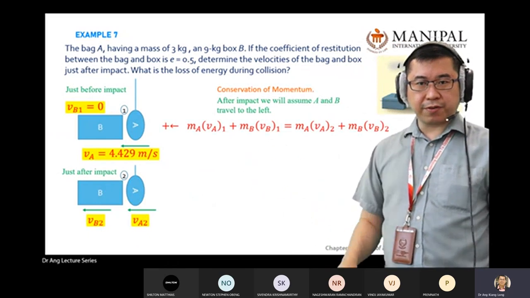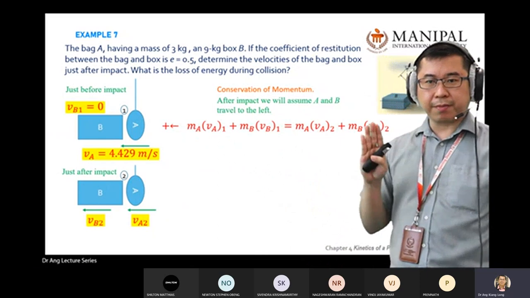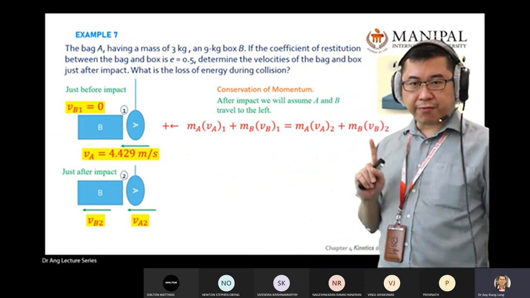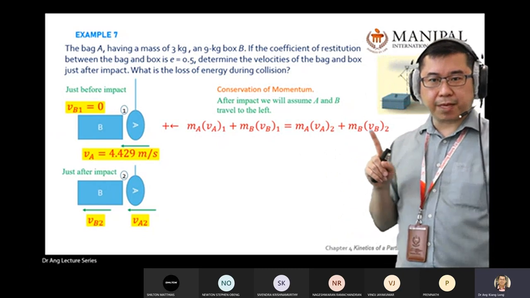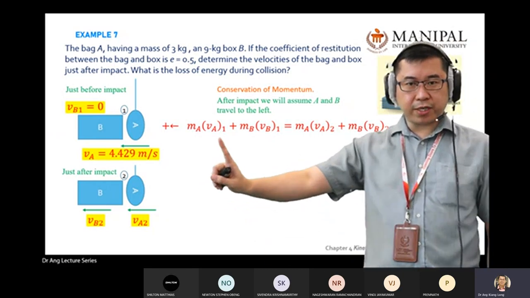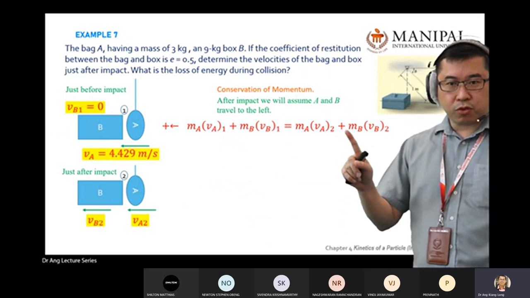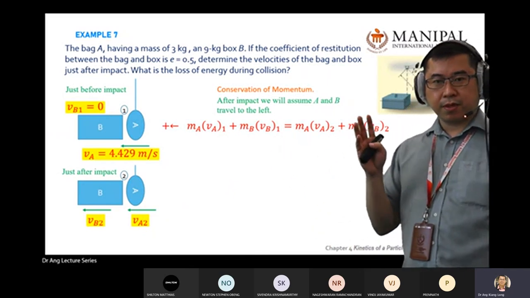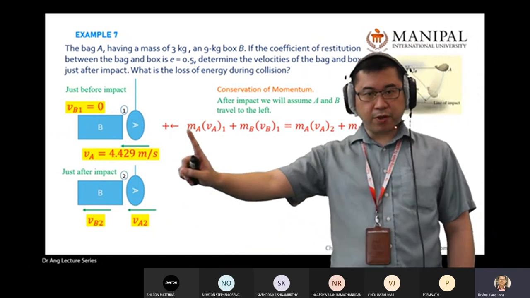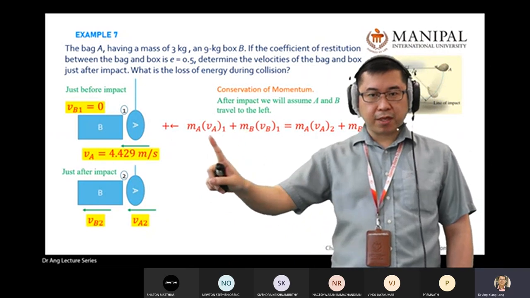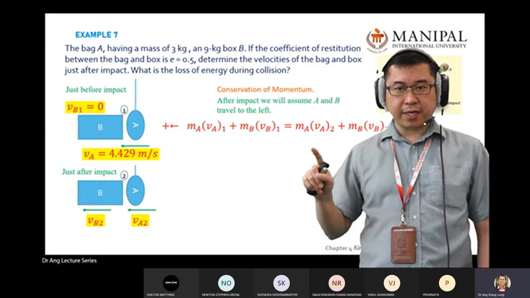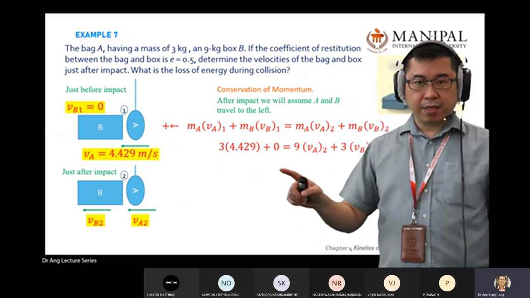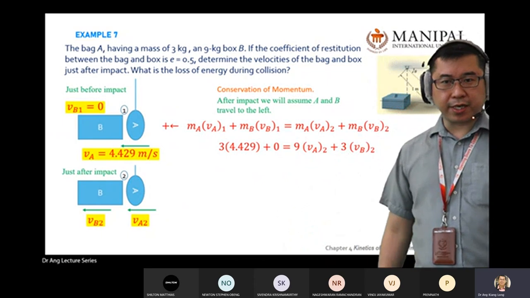So we write the conservation of momentum. Momentum before equals momentum after. Since we have 2 objects, you have momentum A plus momentum B before, and after also 2 objects, momentum A plus momentum B. Be careful on the notation. If you write 1, it means before. If you write 2, it means after. It no longer refers to object 1 or object 2 anymore. So be careful in your notation. So you have your M, your velocity here, and velocity here. You don't know this one, you don't know this one. Okay, you rearrange after substituting, and you get one linear equation with two unknowns.